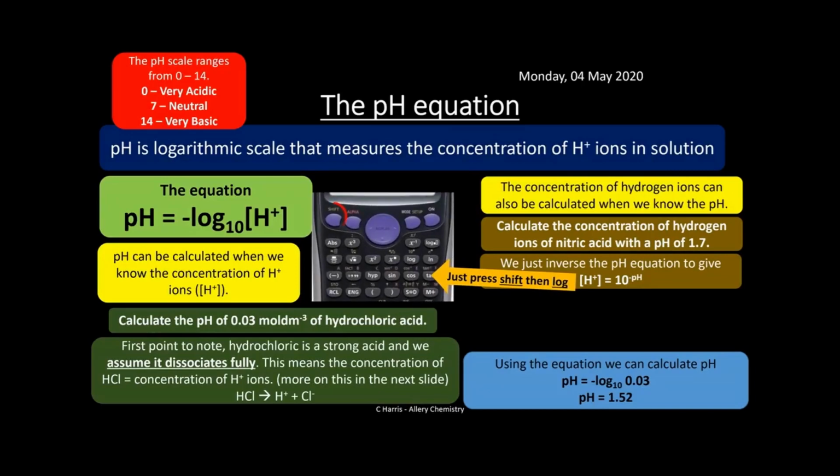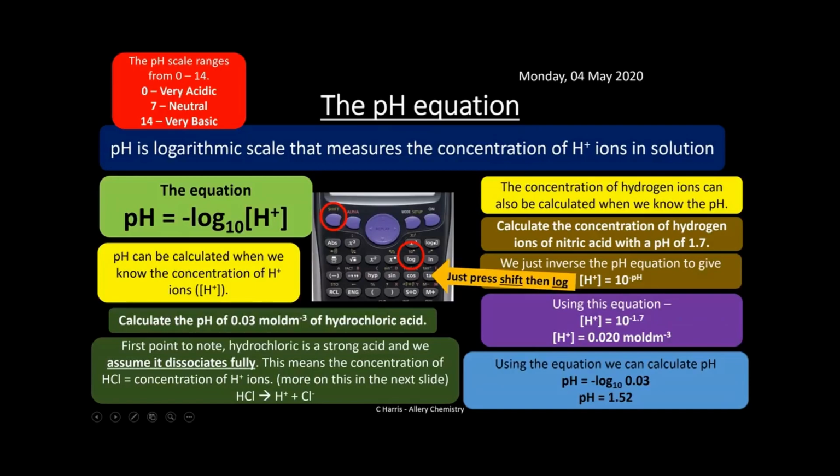We're given the pH, and we have to work out the H+ ions. All we do is inverse the pH equation to give [H+] equals 10 to the minus pH. How you get this on the calculator: press the shift button first, then your normal log button. It comes up with 10 and a little square that flashes, and in that square you put minus the pH that you've been given, so that's 1.7. What you should get is an answer of 0.020, and if you put that in your calculator, you should be able to get that same answer as well.